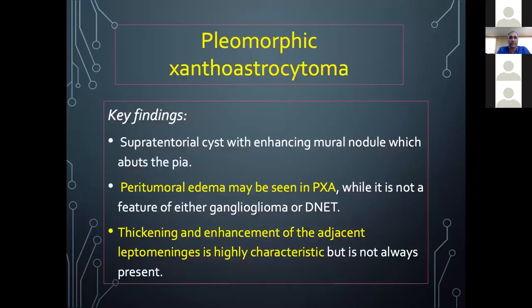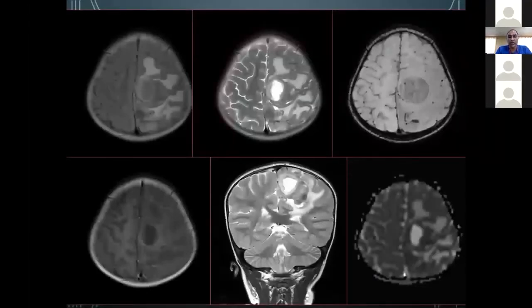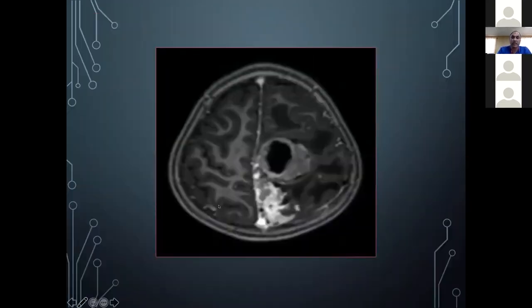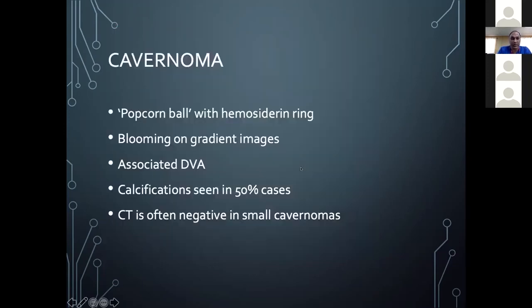Look at this area. Pleomorphic xanthoastrocytoma, they are cyst with a mural nodule. That's a classical finding, which nodule abuts the pia, and there can be peritumoral edema, and there can be thickening and enhancement of adjacent leptomeninges. But they can have very bizarre morphologies also, and they can look like high-grade lesions as well in some of the cases. And some of them have been actually classified as high-grade in the recent new classification of WHO. For example, this particular case, you can see the adjacent meningeal enhancement and thickening with a cyst with a mural nodule kind of appearance.